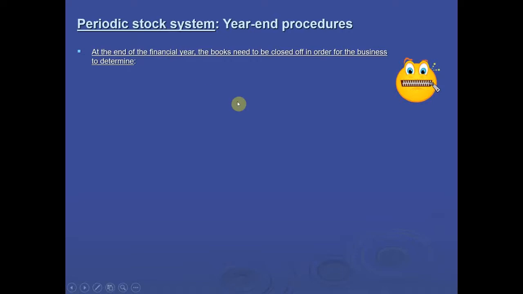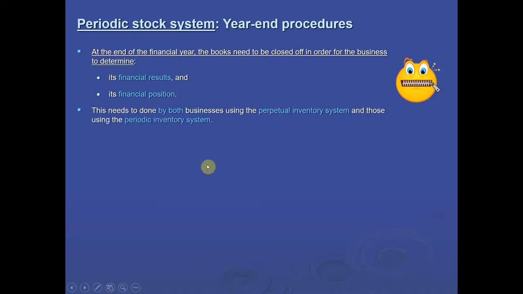At the end of the financial year, the books need to be closed off in order for the business to determine its financial results and its financial position. Financial results, we think, income statement. Financial position, we think, balance sheet. This needs to be done by both businesses using the perpetual inventory system and those using the periodic inventory system.